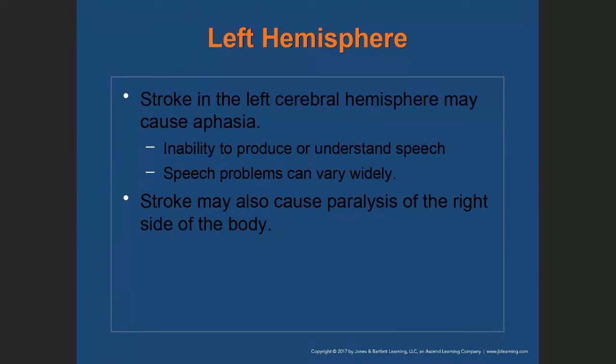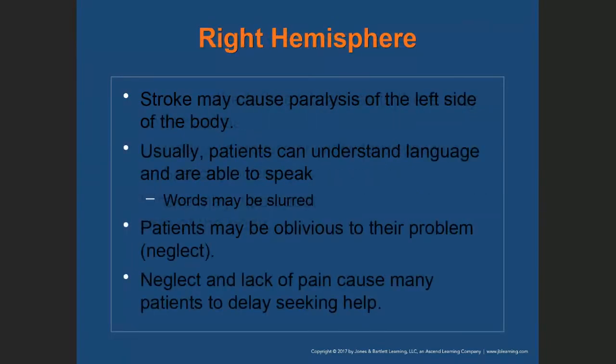The right hemisphere will cause neglect, it will cause slurred speech, and it will cause loss of movement on the left side. So the right hemisphere, stroke may cause paralysis on the left side of the body. Usually, patients can understand language and are able to speak fine. However, the words come out slurred. Patients may be oblivious to their problem, that's neglect. Neglect and lack of pain cause many patients to delay seeking help.